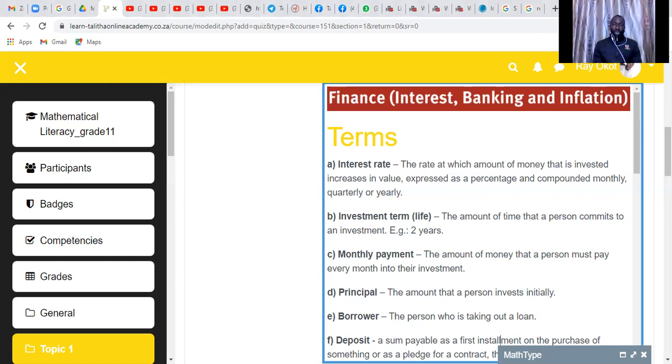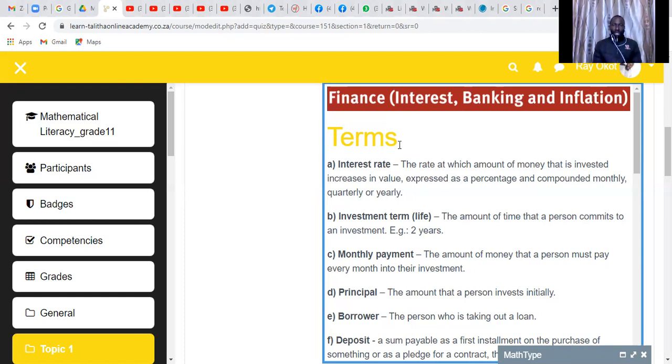Now, before we look into that detail, which will come with the concept of interest, we want to look at some of the basic terms that we are going to be using in the discussion of this topic of finance, which, as I indicated earlier, is going to be split into interest, banking, and inflation. Now, the first term we would like to find out is interest rate.